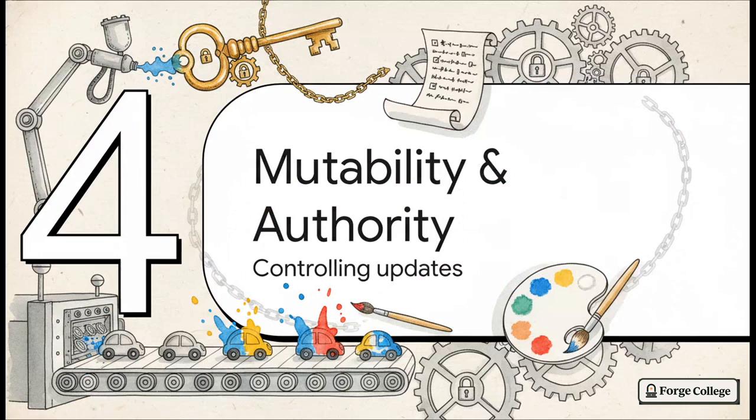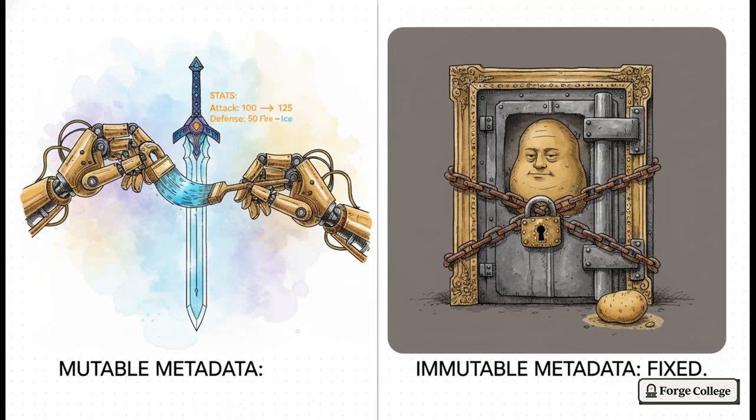Let's jump into Section 4, Mutability and Authority Rules. Now you might be wondering, what happens if you want to alter your token's blueprint after it rolls off the assembly line? Can you just update the metadata whenever you feel like it? Well, that is a massive design choice you have to make right at the start. You've got to choose between mutable metadata and immutable metadata. Mutable metadata allows for controlled future updates. This is absolutely perfect if you have an evolving gaming asset where the character stats might change over time.